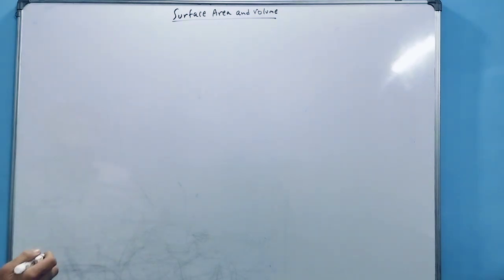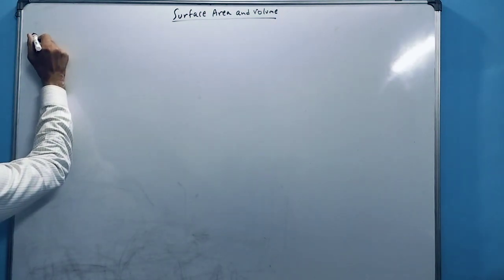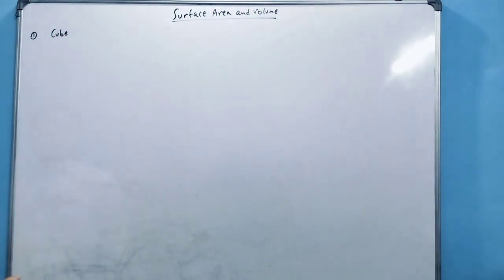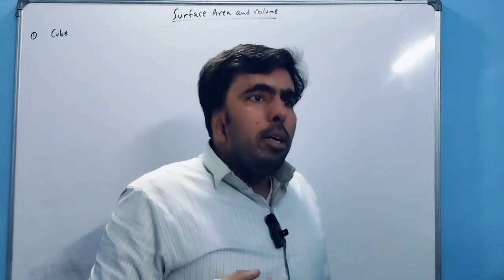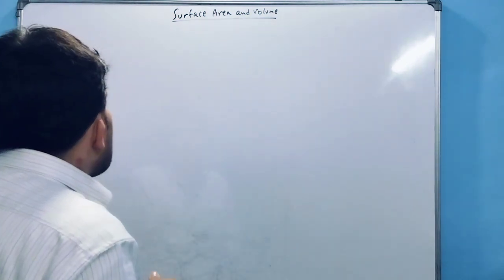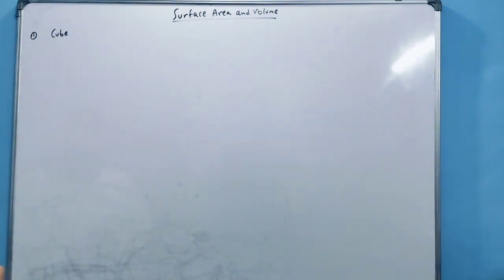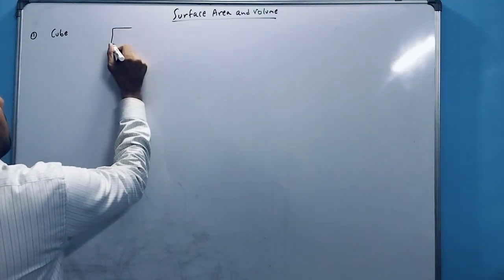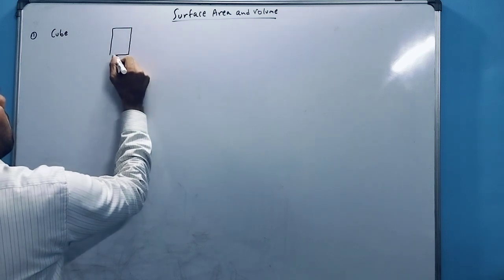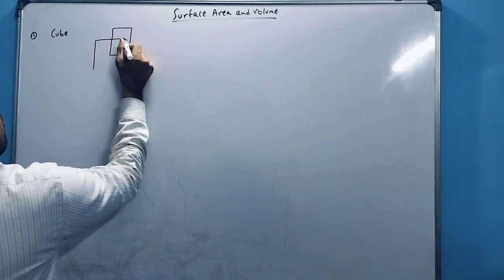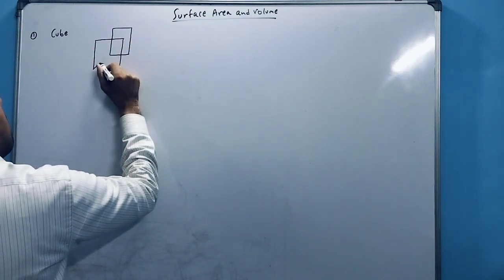Okay, so for class ninth we have a lot of solid figures. For example, the first one is the cube. Here we have the formulas for surface area, that is total surface area, curved surface area, and volume. How does the cube look like? If I draw this, something like this, we can see how the cube looks.